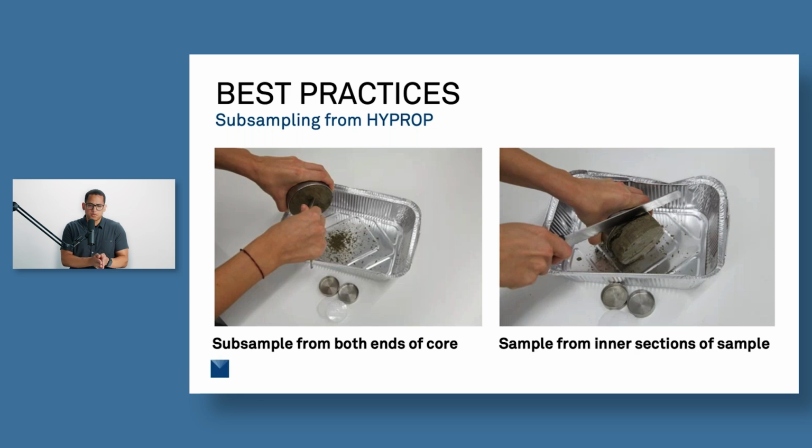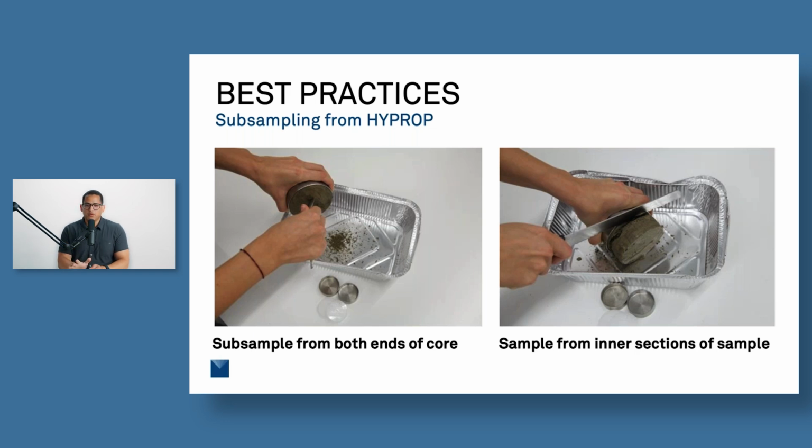So we'll actually pull the core off of the HYPROP and subsample from both ends of the core, like you see here. We'll subsample on the bottom end to get that wet sample, and subsample from the top end to get that drier sample. Then we'll push that core out, cut it into segments, and sample from within those segments. So we can get up to 4 or 5 samples from that one core that gets us the points we need on the dry end of the curve to start combining those measurements with the two techniques.